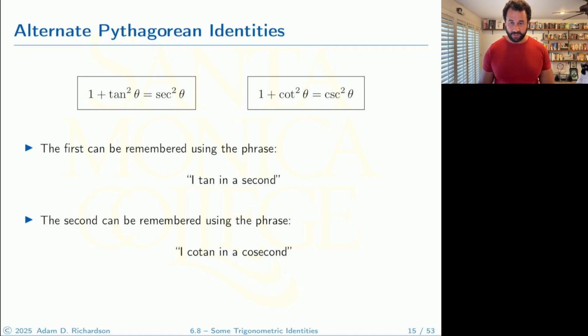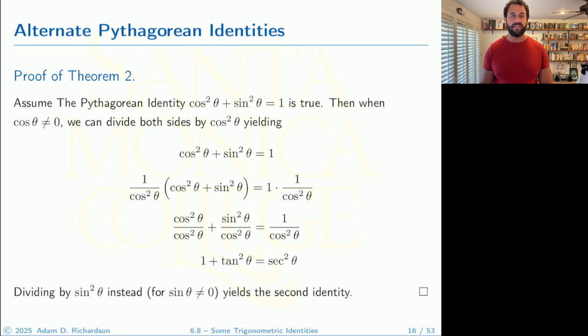Oh yeah, right here. So let's prove at least the first one, and I'll show you why these are called alternate Pythagorean identities. So we're going to assume that this one is true to begin with. And then when cosine of theta is not equal to 0, we're going to divide both sides of this equation by cosine squared. And watch what happens here. We're going to divide both sides by cosine squared, and then massage a little bit. So we're going to distribute this factor to both of those terms. We get this plus that.